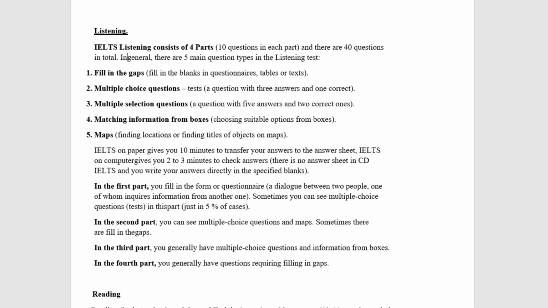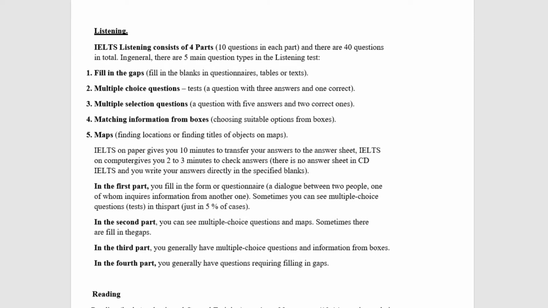And you can see, let's say, the first part, second part, third part, fourth part. So in the first part, it's a general dialogue, especially filling in the form, like you call some agency or you register somewhere. So you fill in the form. The second part is the description of some place or some new change on roads or in some public places.